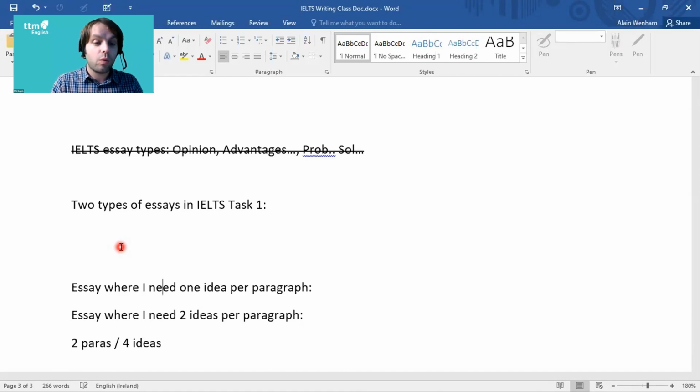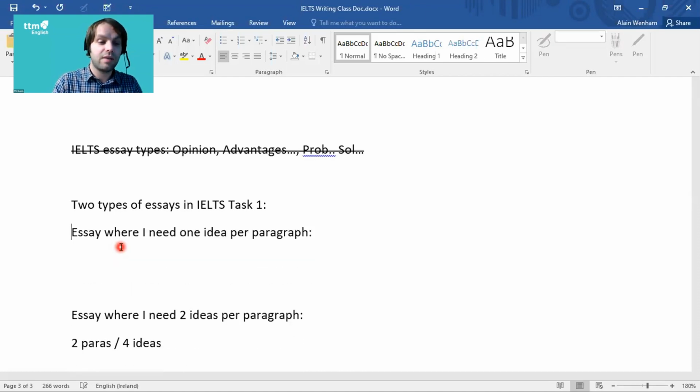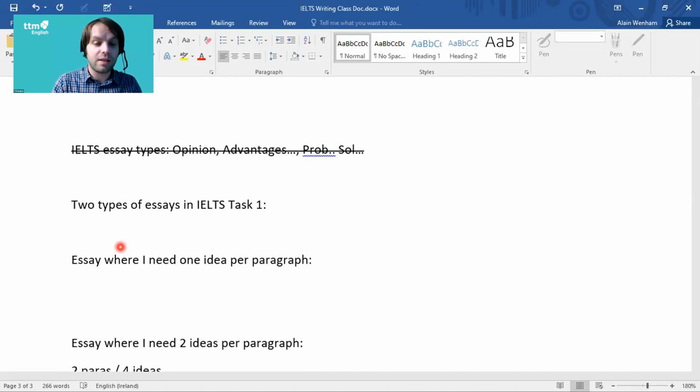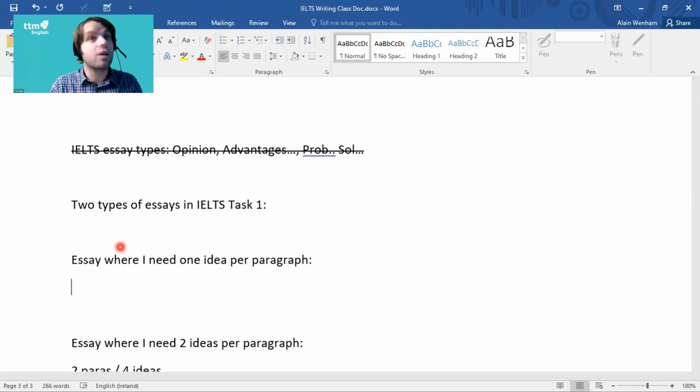What about this? What's the one where I only need one idea for every paragraph? Think of an essay type where you don't have to give four answers to the question, you only have to give two. Discussing both views, sir. Yeah, because you could have one view on each side. Discuss both views. Yeah, because there's only two, isn't there?